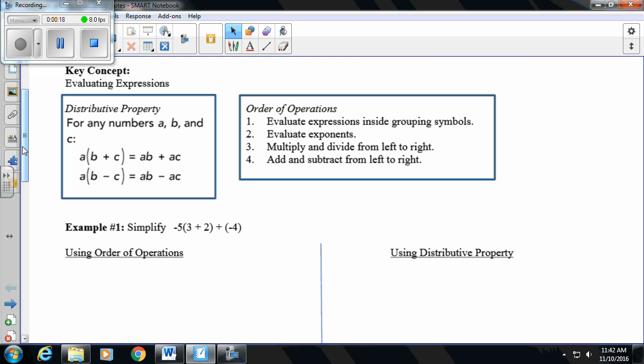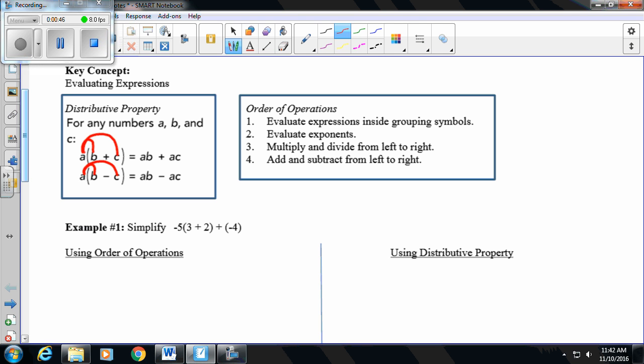So if we have any numbers, A, B, and C, if we have A times the quantity B plus C, we can distribute and do A times B plus A times C. If we have the distributive property with subtraction, it would still be A times B, giving me AB, minus A times C. Okay?